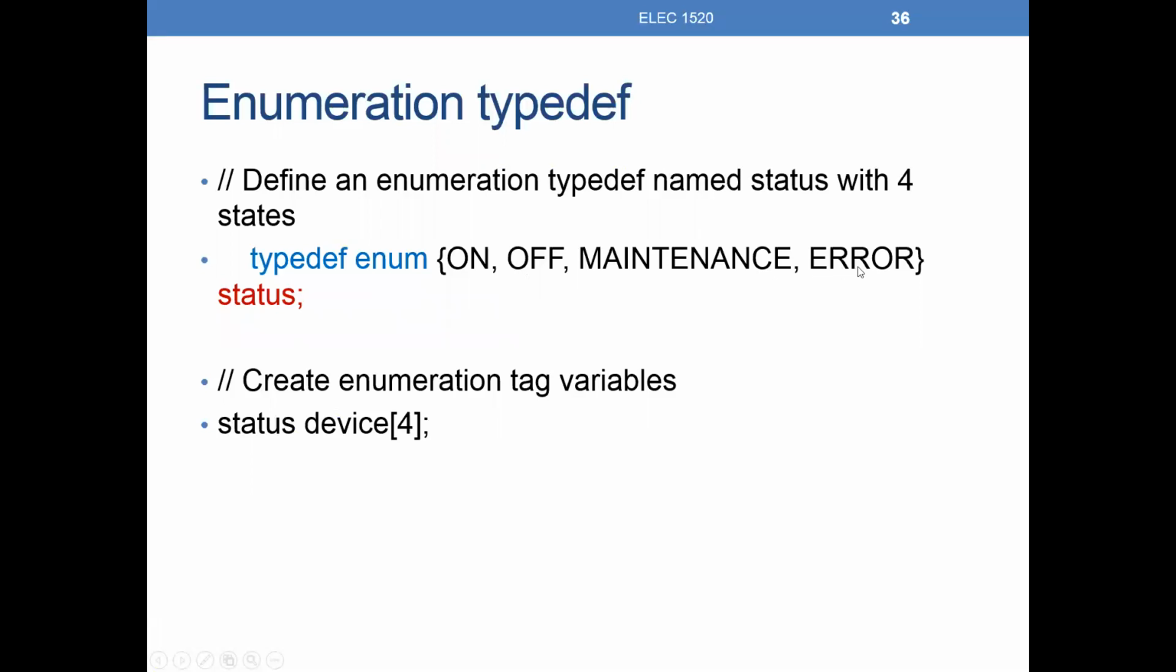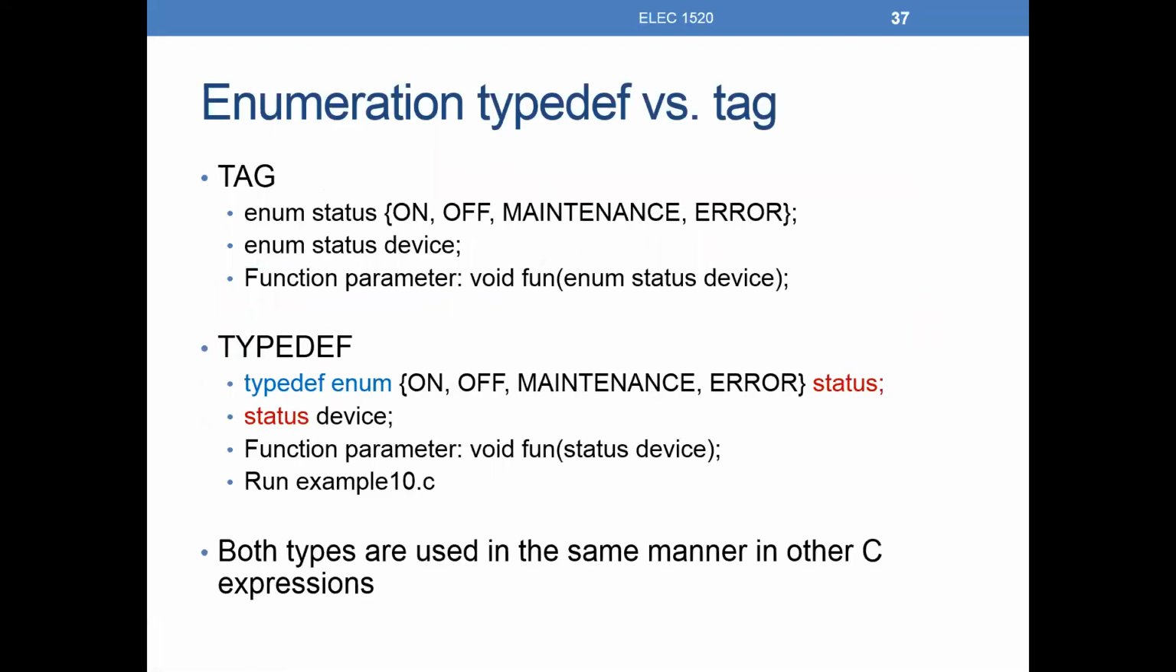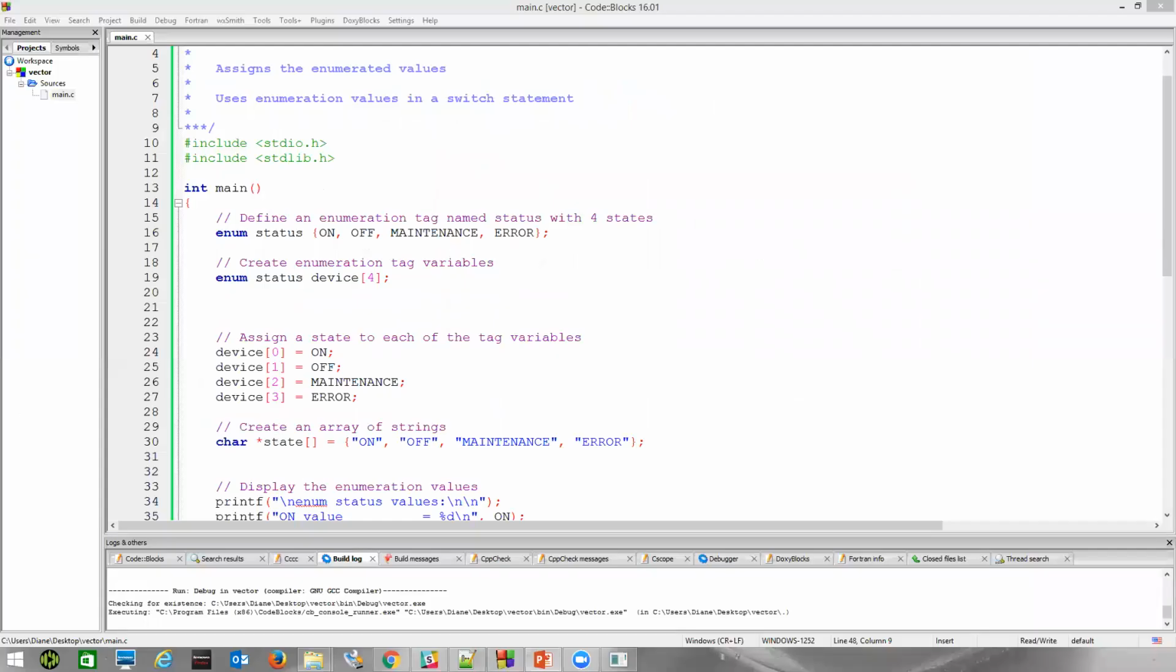All your names, all your enums, your enumerated list, and then put the data type name. And then when you're going to use the data type, since we've used typedef, you don't have to use that tag name. You just use the name of the data type. And example 10 will show us how to do this. So let's pop open example 10.